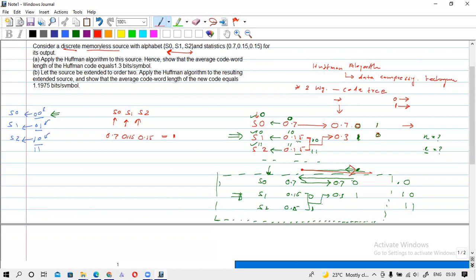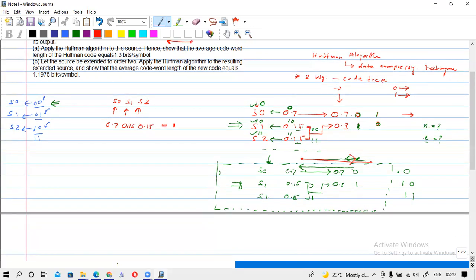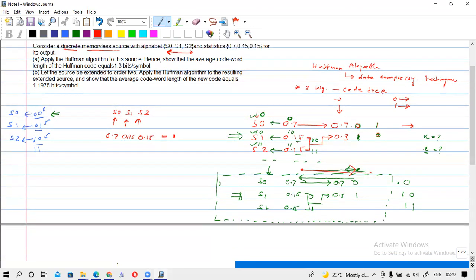I hope you get it. And I hope you have also studied them in your theoretical class. Anyway, we will move to the next one. Here we have to find the average code word length.